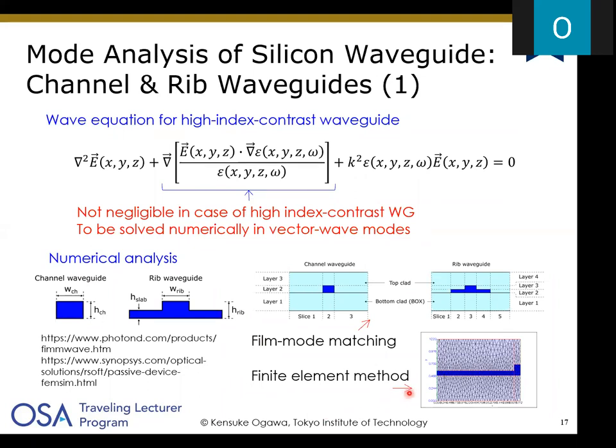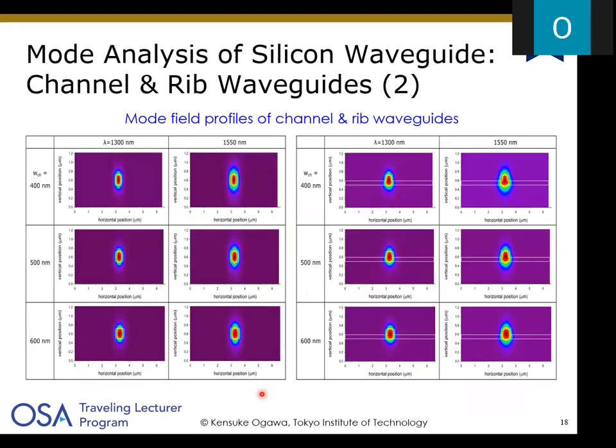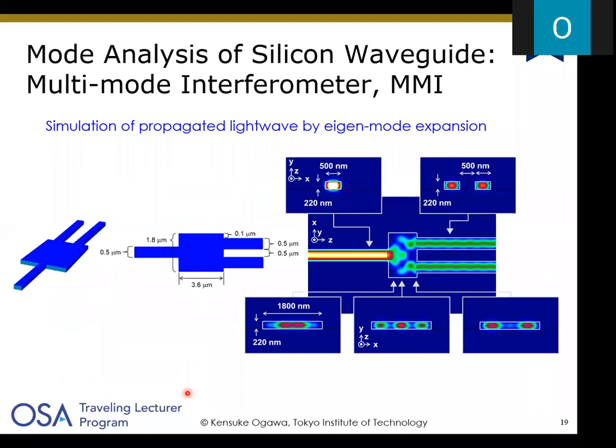One is the FEM, finite element method, and the other one is the field model matching method. Actually, both methods can generate similar signals. So anyway, you can utilize this sort of method for your design. So you can generate the mode field like this by numerical simulation.